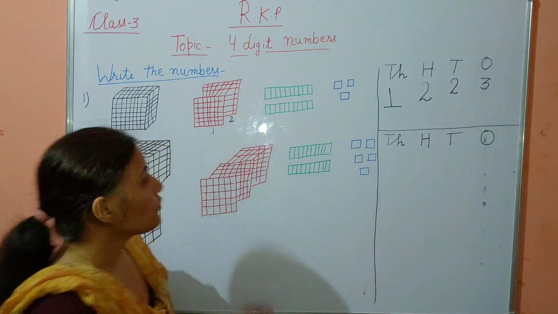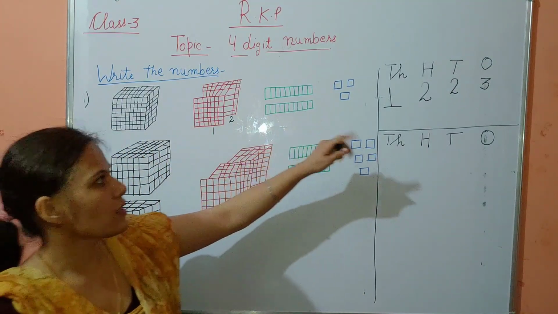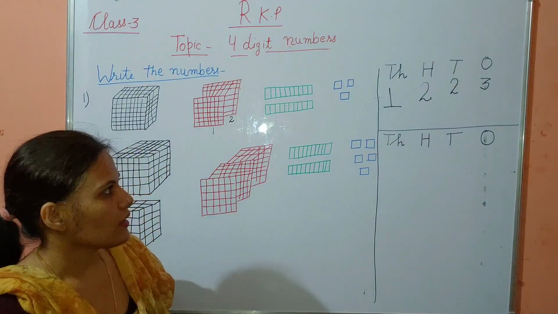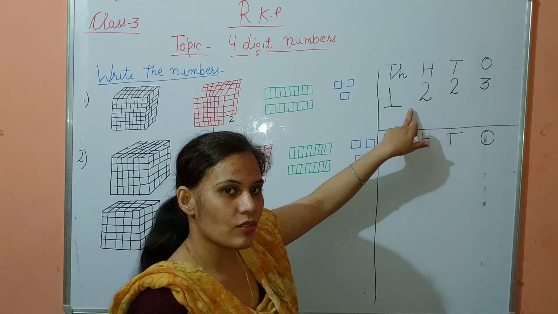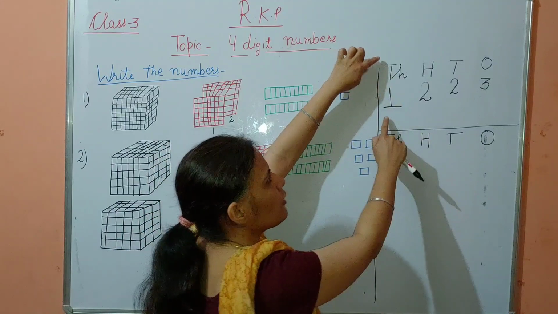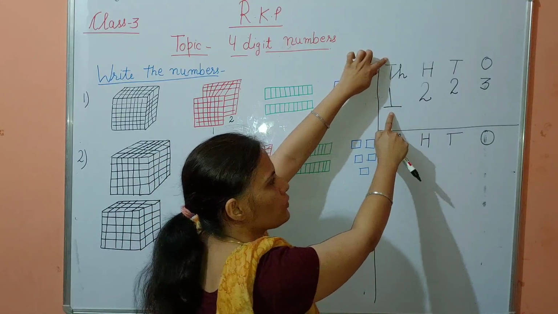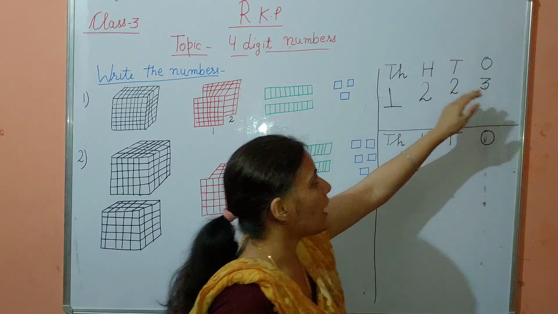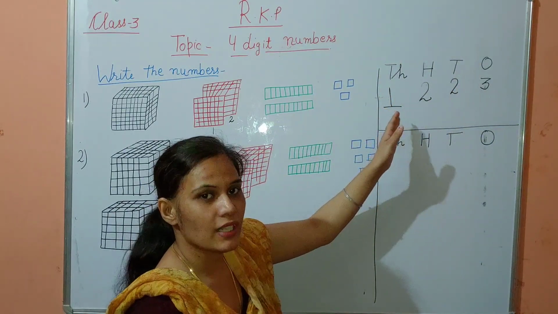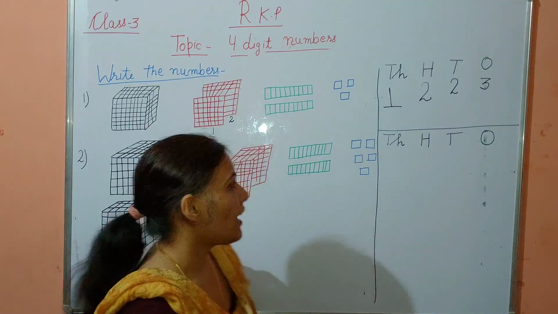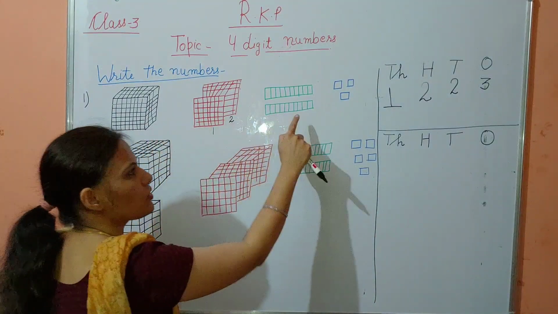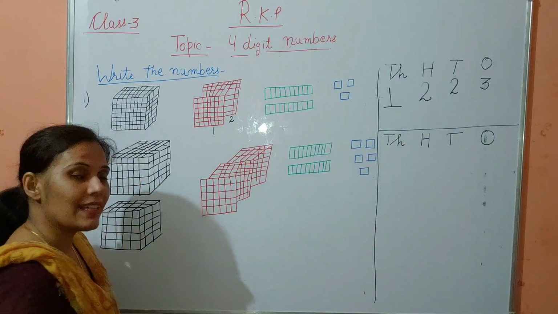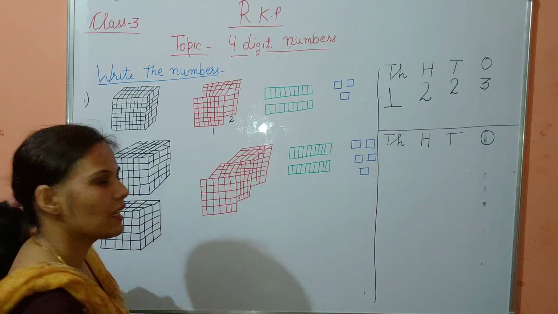So students, with the help of these pictures, we write it in the place value chart. Can you read it? Yes, with the help of this place chart, 1223. With the help of this place value chart, we can easily read it, and with the help of these pictures, we can write the numbers here. So let's take one more example to make it clear.